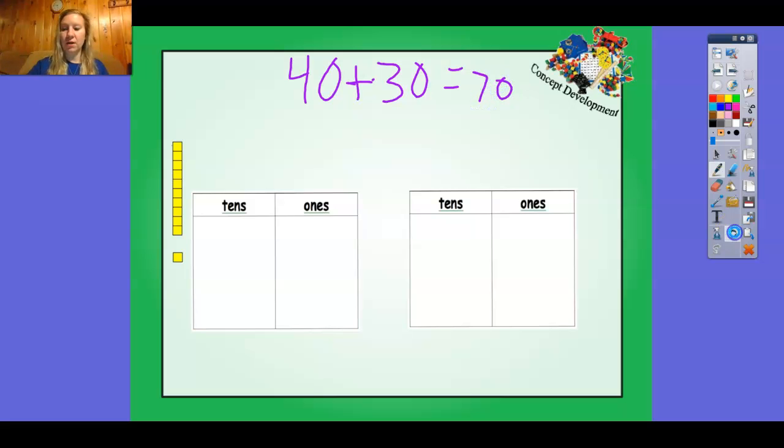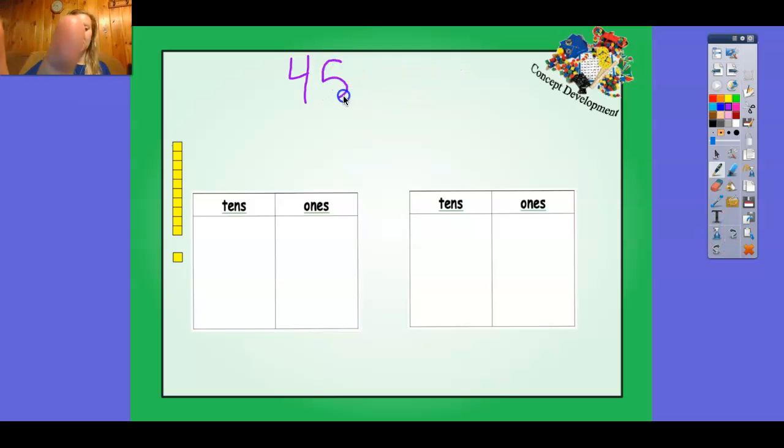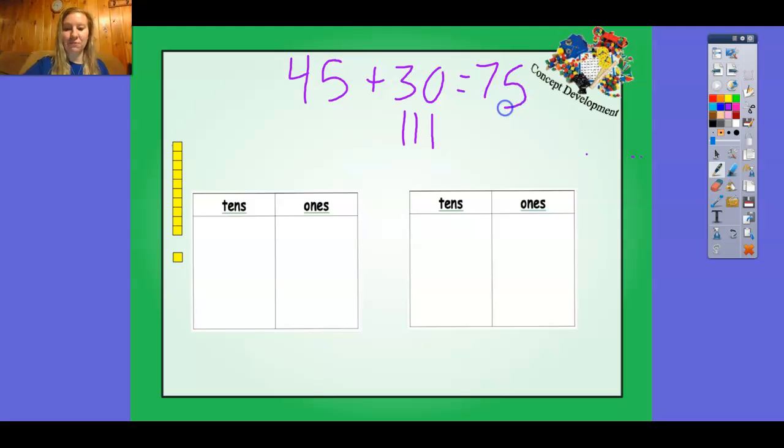If I do another problem, what about 45 plus 30? We can do that a couple different ways. We can do it by counting: 45, and then add another 10, 55, add another 10, 65, add another 10, 75. So we can essentially add our 3 tens plus our 45 to get 75.